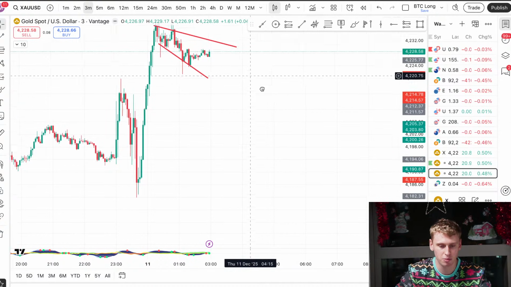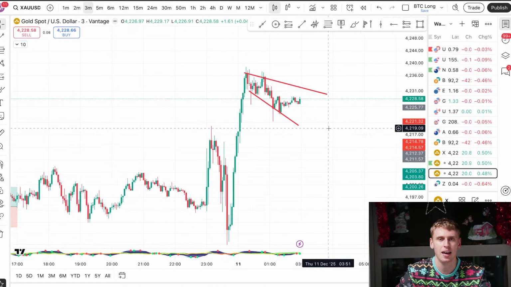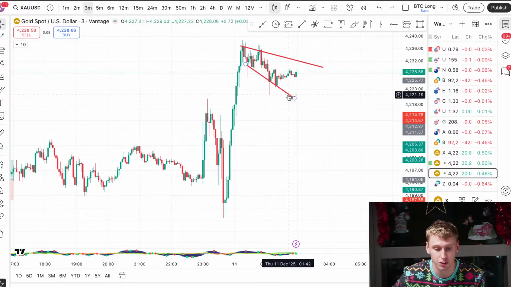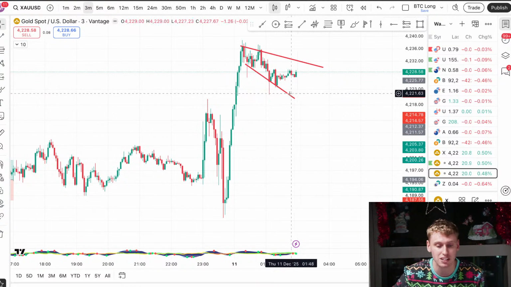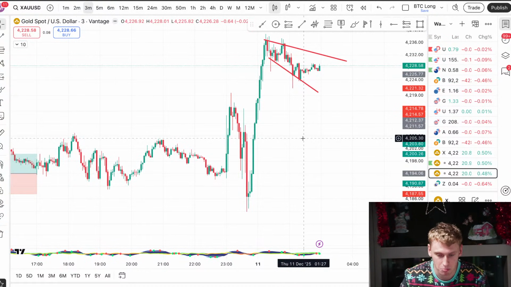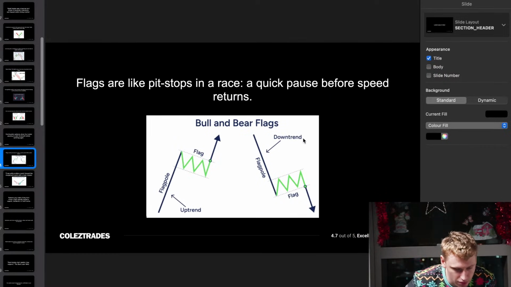If you were to mark this up, it's a pretty wonky flag to me. Because it's wonky, from my experience, it doesn't produce as strong of moves. But you could still definitely consider that a bull flag. And if you could find areas of confluence at these lower levels, then you could definitely look for a trade there. Definitely.